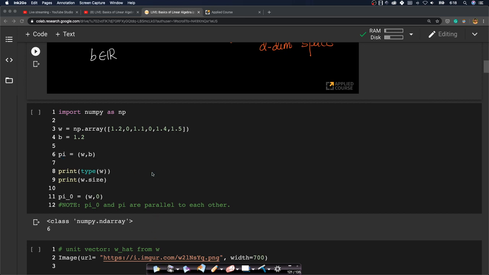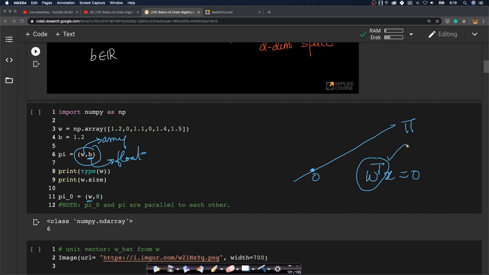This is one way, because I need both W and B in many contexts. But if I want to just store pi 0, what is pi 0? Imagine my plane passes through the origin. Then I don't require the B term, because the equation of my plane is now W transpose X equals 0. To represent that, I just need W. In such a case, I can use the same tuple representation with a 0, or I can just say for pi 0, I don't require B, so I'll represent it using just one numpy array.